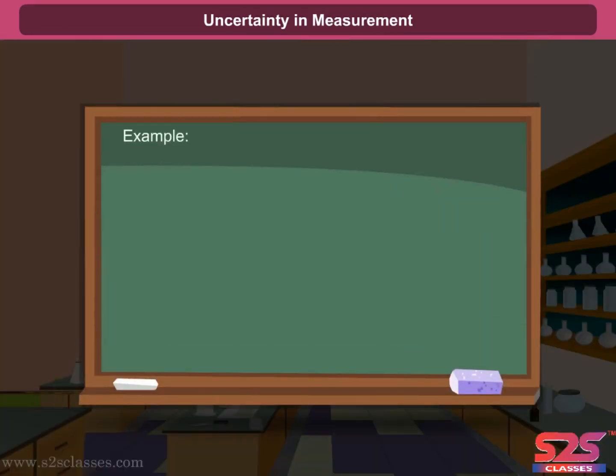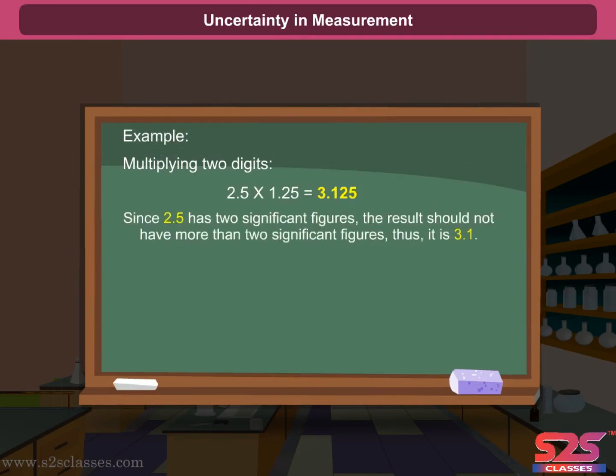In multiplication and division with significant figures, the answer cannot have more significant figures than either of the original numbers. Take a look at the example. Since 2.5 has two significant figures, the result should not have more than two significant figures. Thus, it is 3.1.